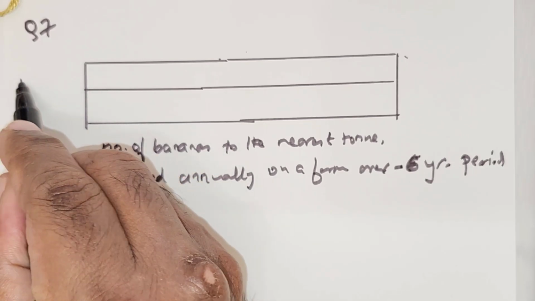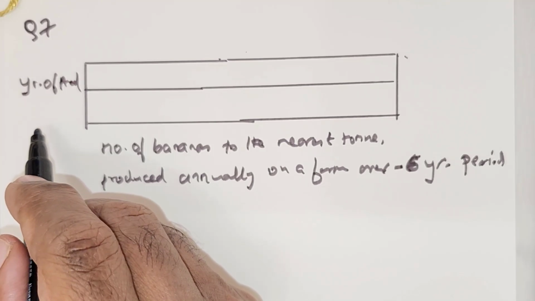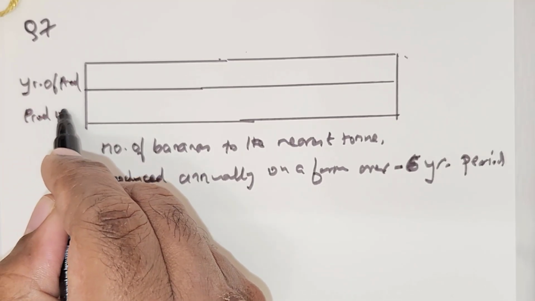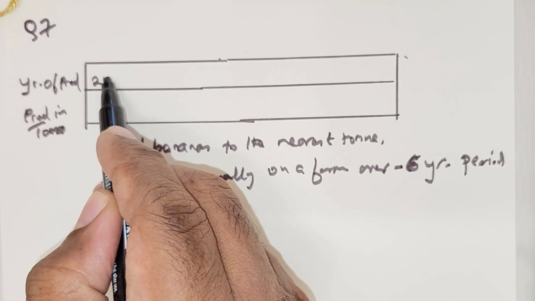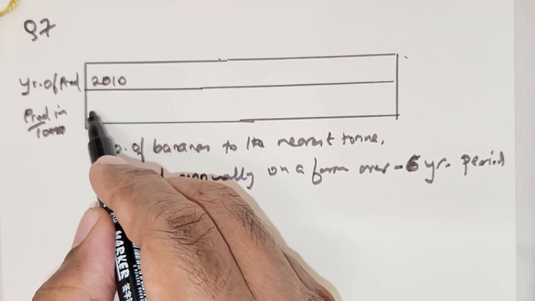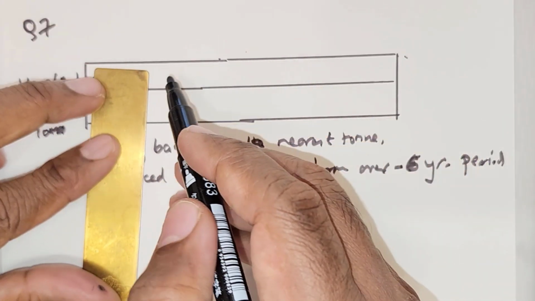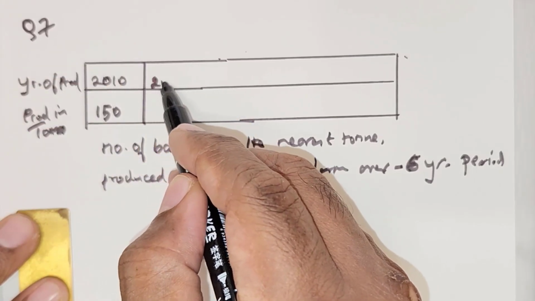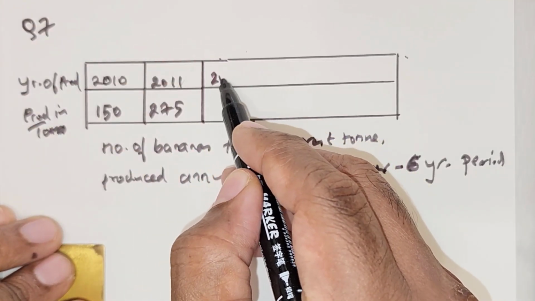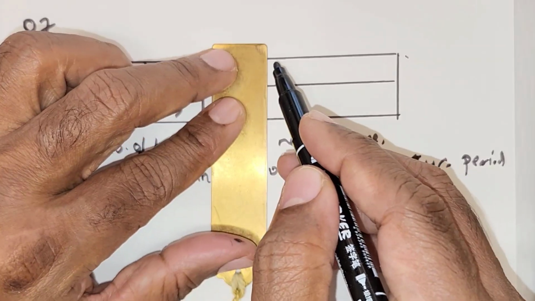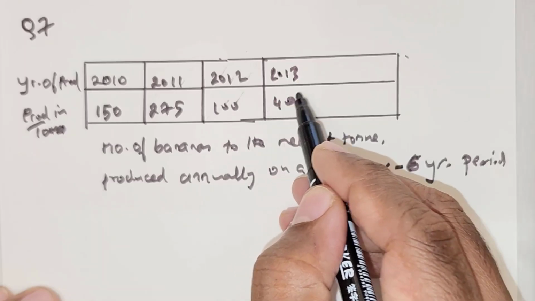So let me write down here, this is the year of production and this is production in tons. So in the year 2010 the farm recorded 150 tons of banana production. In the year 2011, 275 tons were recorded by the farm. In the year 2012, 100 tons were recorded by the farm. 2013, 40 tons were recorded by the farm.